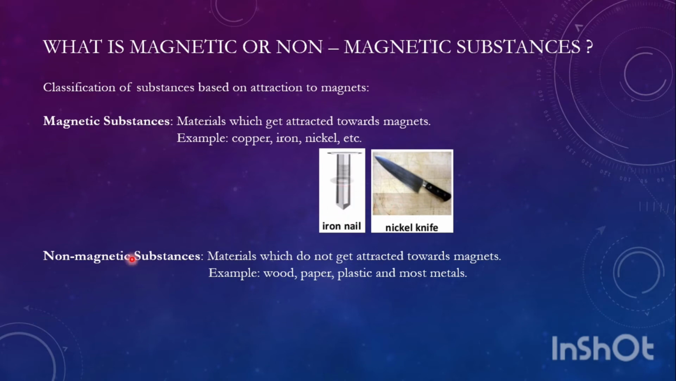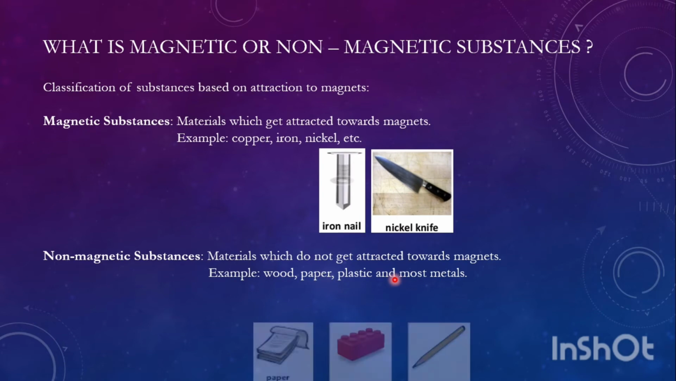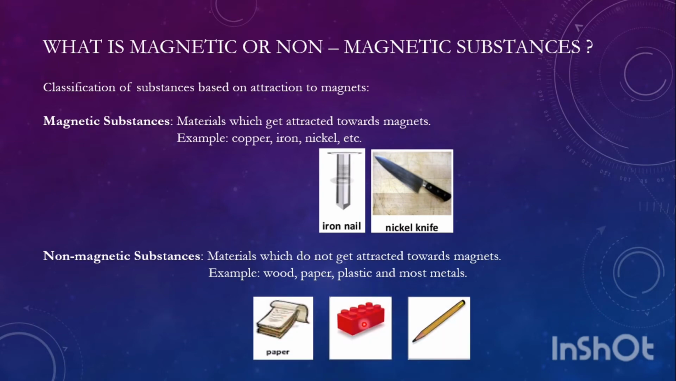Now let's talk about non-magnetic substances. Materials which do not get attracted towards a magnet are known as non-magnetic substances. Examples are wood, paper, plastic, and most materials. Here is paper, plastic, and a wooden pencil. These materials are all non-magnetic substances.